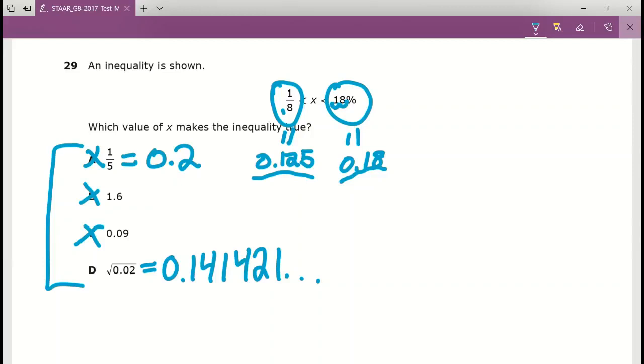So here, by process of elimination, or by realizing this, we see that this number is between these two numbers. This number is greater than 0.125, but it's also less than 0.18. So our answer choice is D.